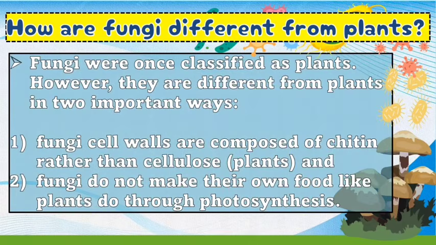How are fungi different from plants? Fungi were once classified as plants. However, they are different from plants in two important ways. Number 1, fungi cell walls are composed of chitin rather than cellulose as in plants, and fungi do not make their own food like plants do through photosynthesis.